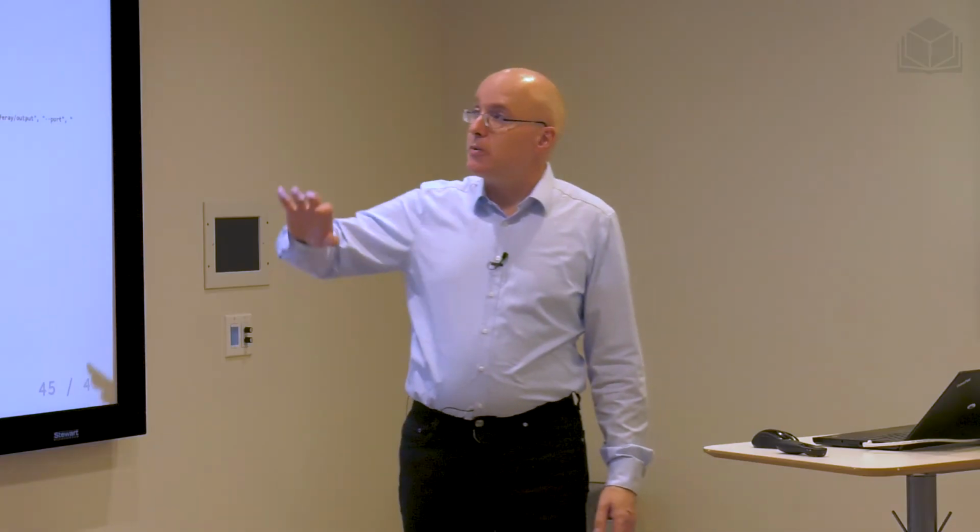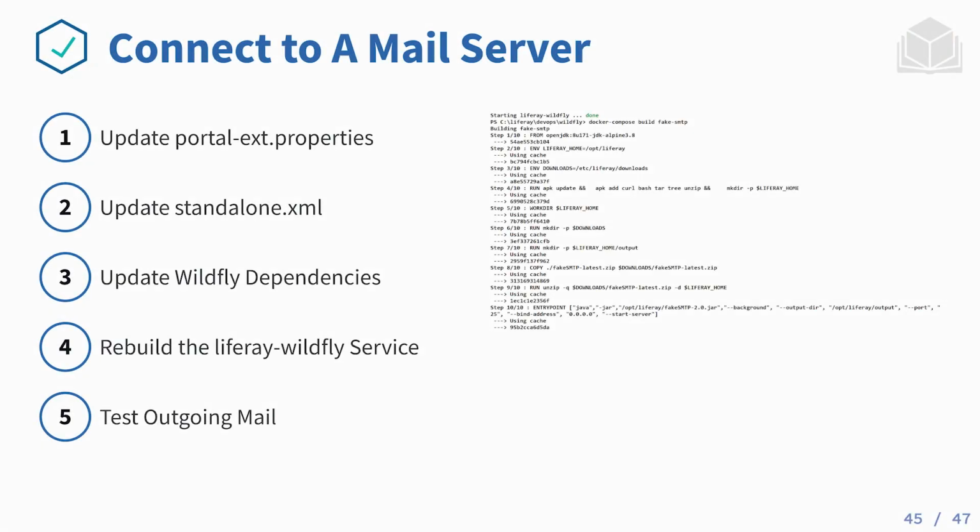So when you run Wildfly, the next task for you in this exercise is just to go into Portal X properties again, configure the actual connection to the database in there as JNDI, upload standalone XML where we configure where that connection goes to, update some Wildfly dependencies, rebuild the service, and test the outgoing mail. Oh, the outgoing dependencies, the dependencies in there, I believe, if I remember correctly, are the mail dependencies, so that we can send out mail. Not 100% sure anymore, but this is what you'll find.